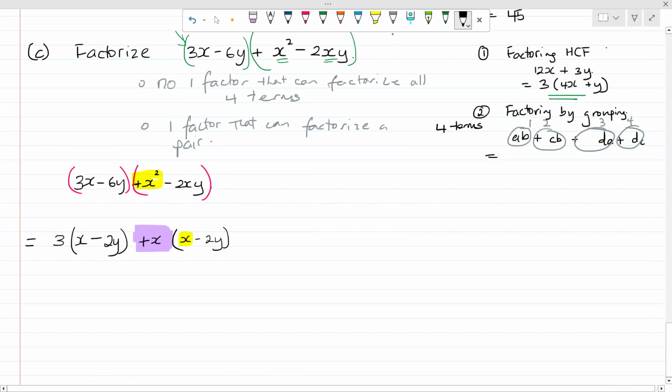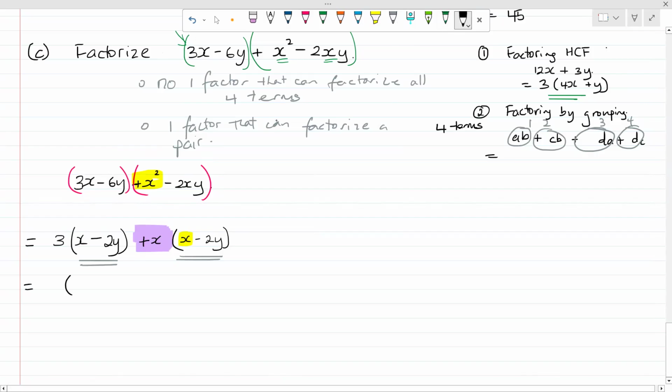And watch, we could test the other one too. Plus x by minus 2y will give me back the minus 2xy. So you're checking it just to make sure that your reasoning is sound. Now that you have done that, look at what's happening here. This bracket and this bracket are the same. Everybody see that you have the same brackets?